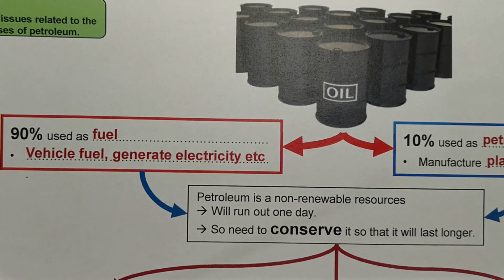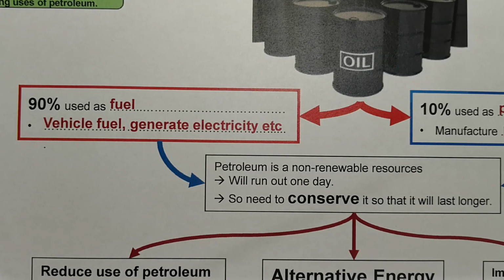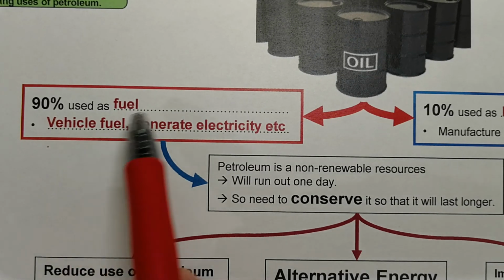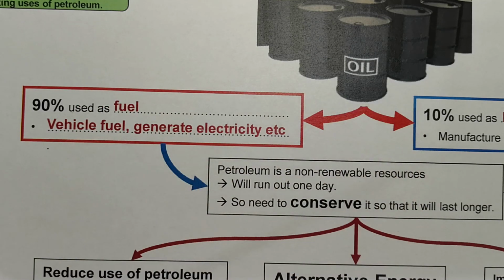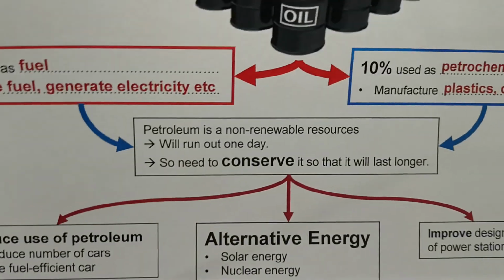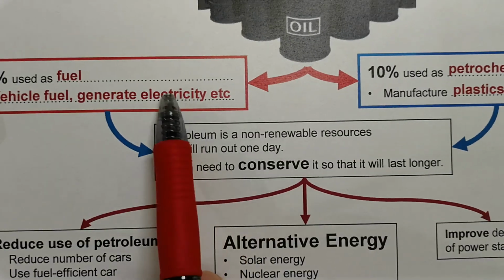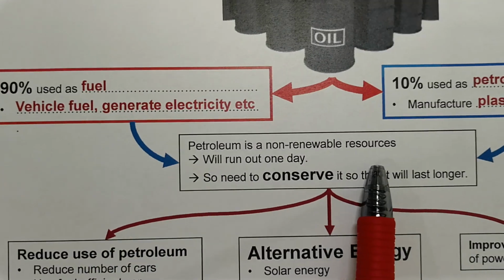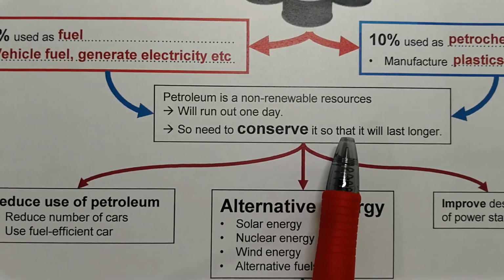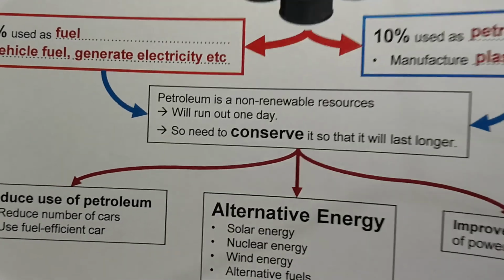Okay, that is why all the governments have been encouraging use of public transport in order to cut down on the usage of petroleum for vehicle fuel. Petroleum is a non-renewable resource. So if we continue this trend, with 90% of the petroleum being used as fuel, sooner or later we'll run out of petroleum pretty fast. Okay, it will run out one day, so we need to conserve it so that it will last longer.